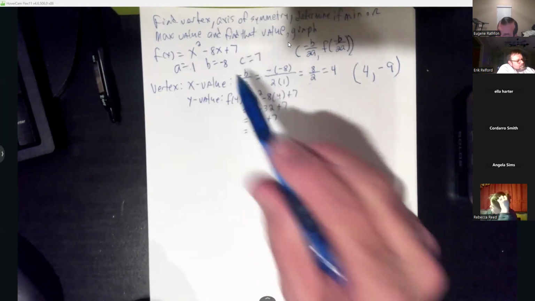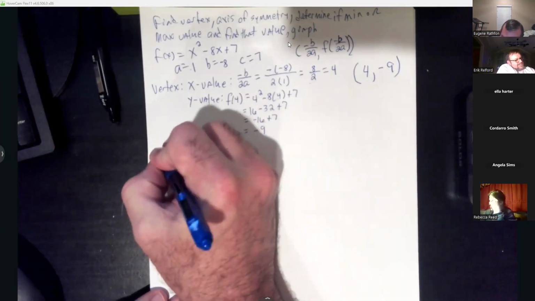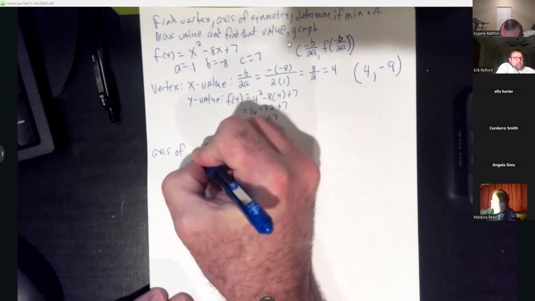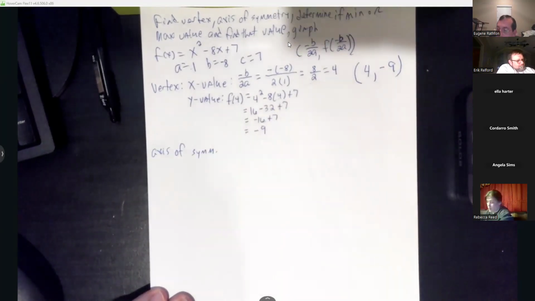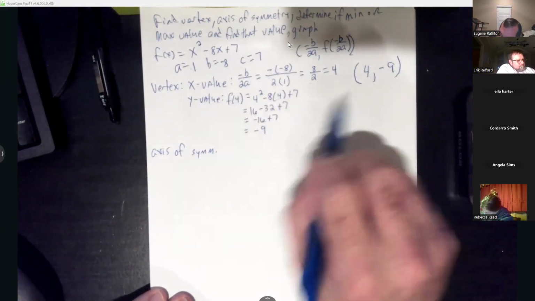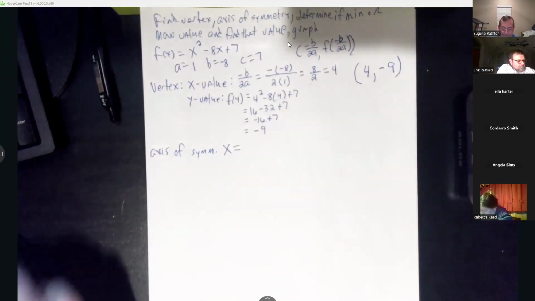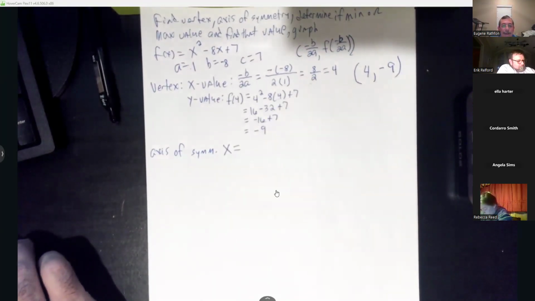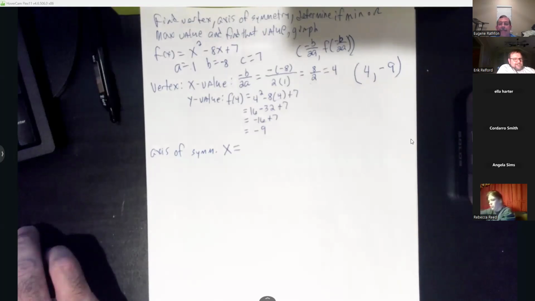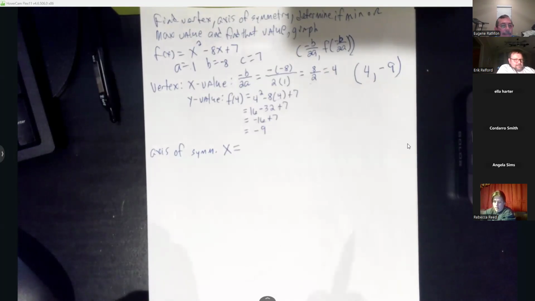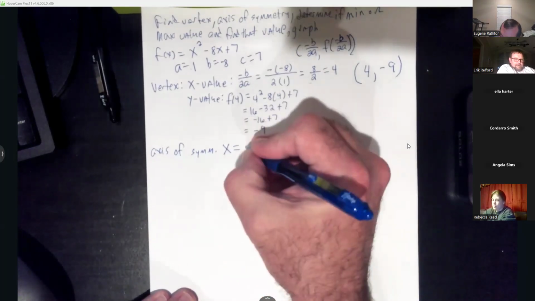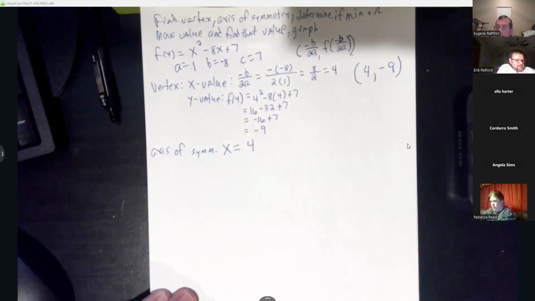They want the axis of symmetry. Well, the axis of symmetry is going to be x equals what? What would y'all put there? Because we now have our whole vertex here. All right, good job. That's going to be x equals 4.